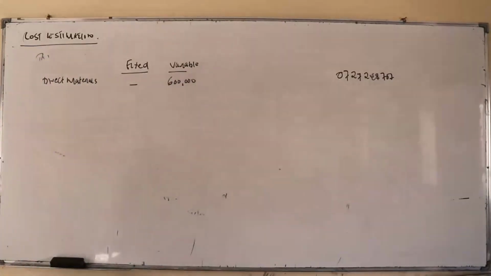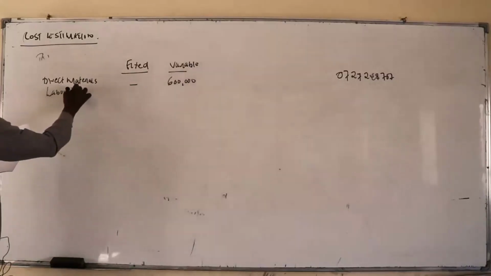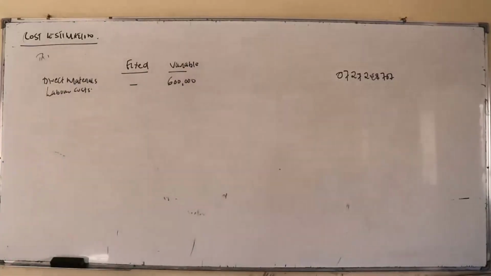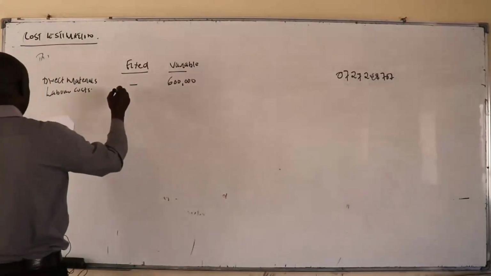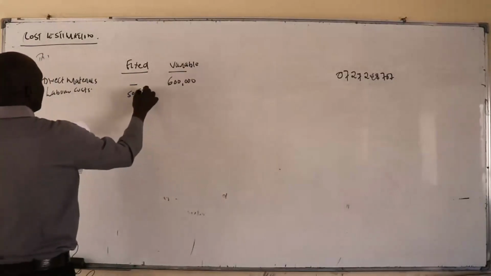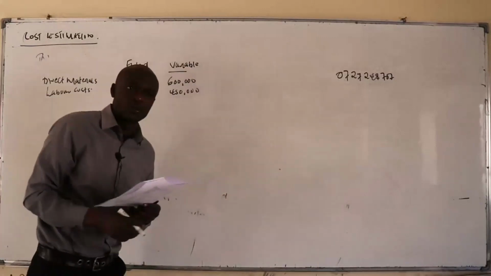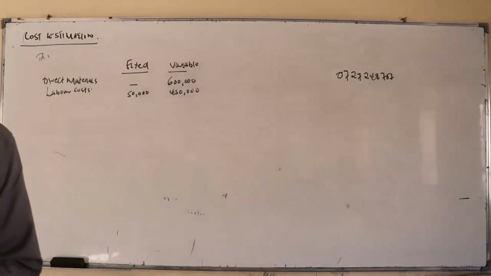Then we go to the next cost, labor costs. The total cost is 500,000. Out of the 500,000, we have been told 10% is fixed, which will be 50,000. So the remaining will be variable, which must be 450,000 so that you make 500,000.